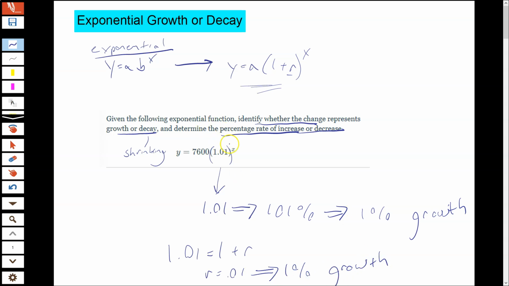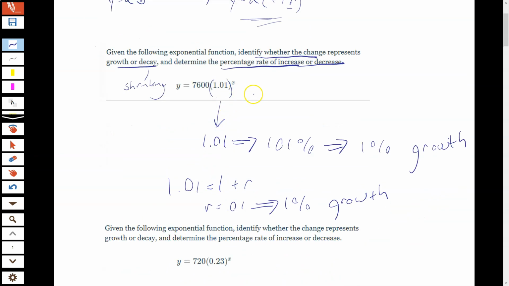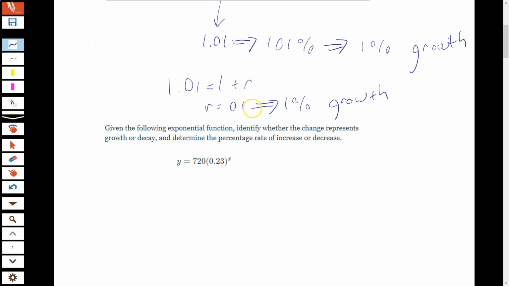So in these problems, all you're doing is zeroing in on that kind of 1 plus r part of the function to determine if it's a percent increase or a decrease. And doing this is going to allow us to write models to model sort of real life problems more easily. Let's do one more. The only thing that you might find tricky, this is the same type of problem, so we're going to zero in on that b.